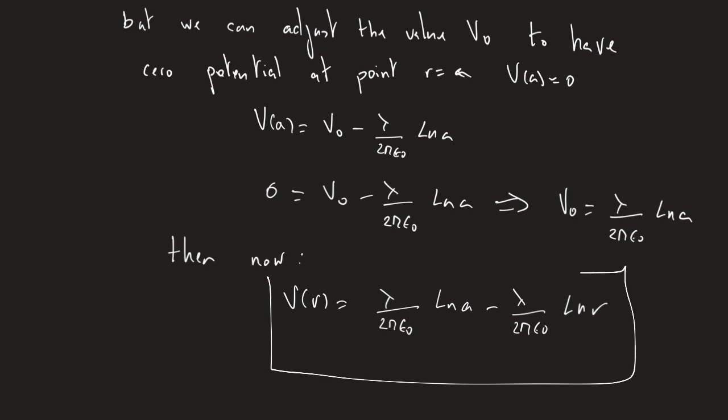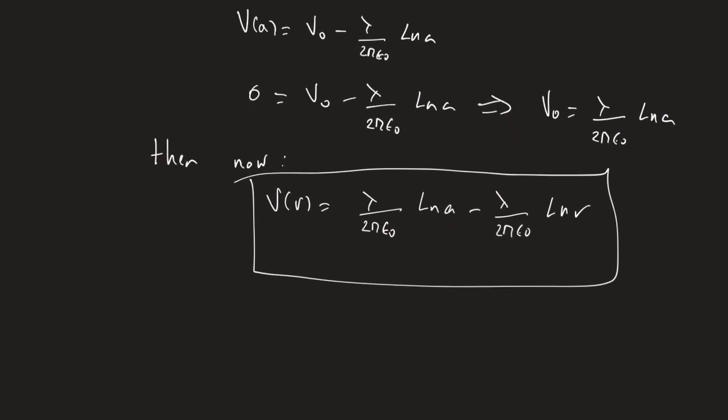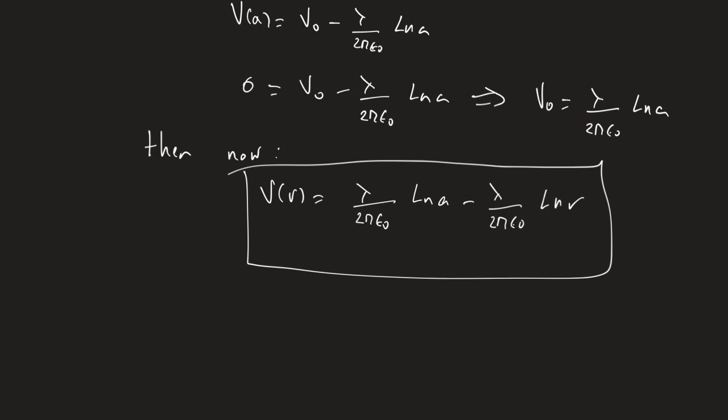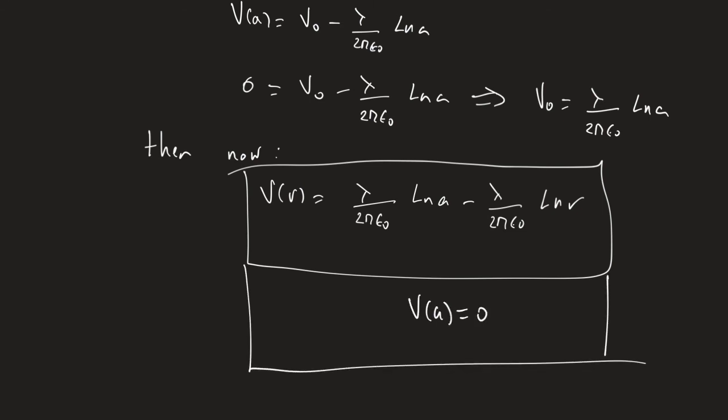This is the potential that you can write for a long wire of charge with the condition V of a equals 0. So you should add this condition. Okay, that's all.